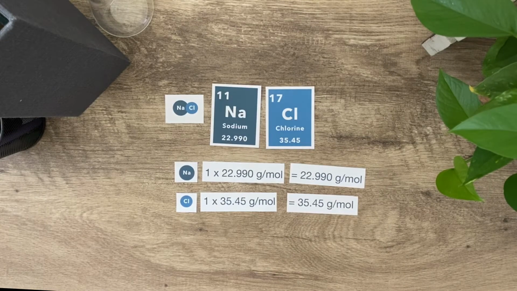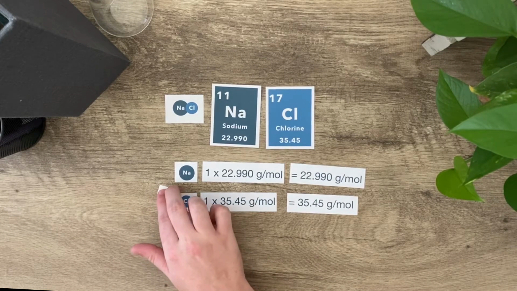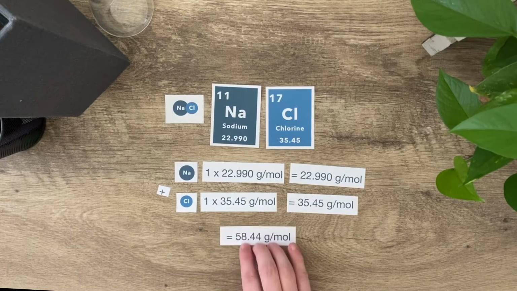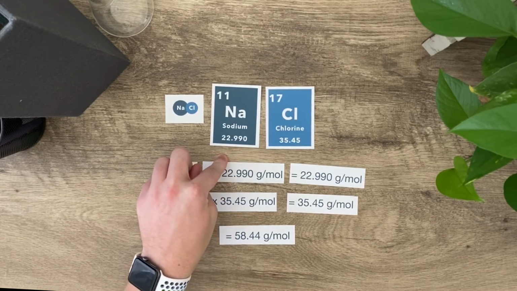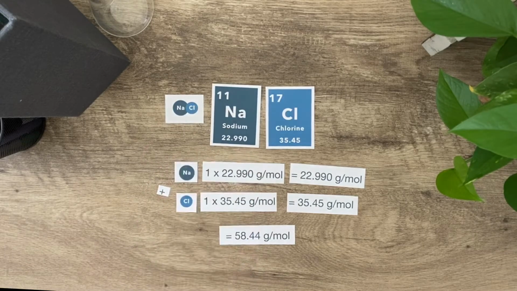In order to figure out the molar mass, I just need to add the mass that each of them have together. And I get that the total molar mass of sodium chloride is 58.44 grams per mole. That's it. So the molar mass of an element is read directly off of the periodic table. The molar mass of sodium, 22.990. In order to find the molar mass of a compound, molecule, or formula unit, I need to add them together.